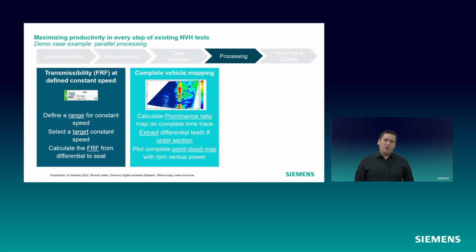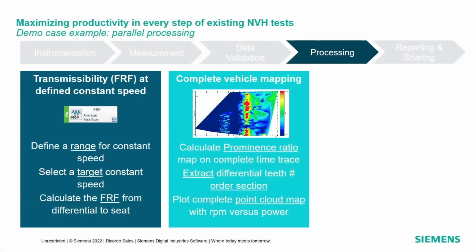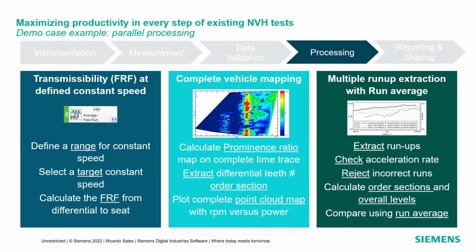In the second one, we'll calculate the full prominence ratio map over the complete time trace. We also extract the differential order section that we know already, and at the end we use it to plot in a point cloud map display, where it will show this prominence ratio and also the RPM and the power information from the vehicle.